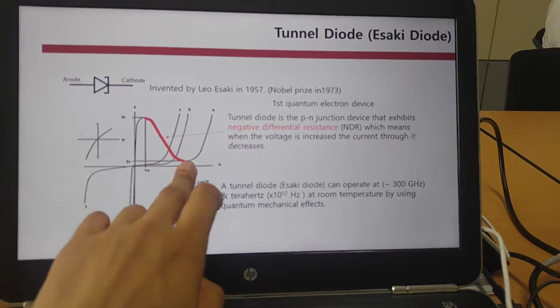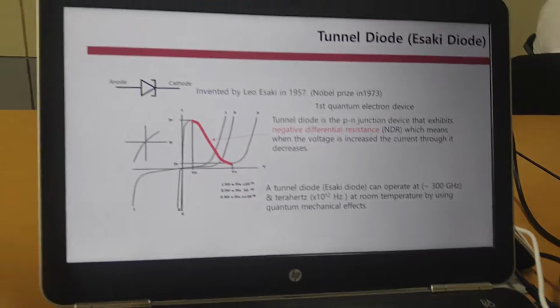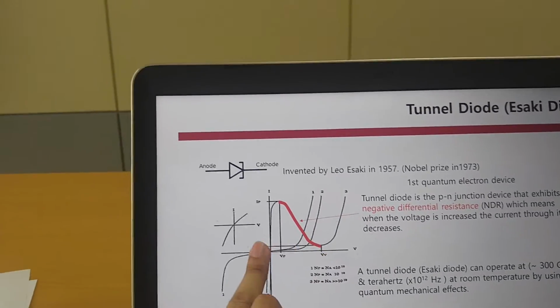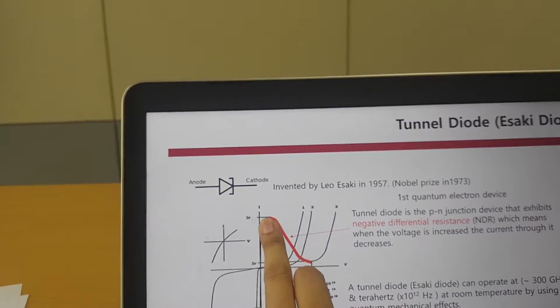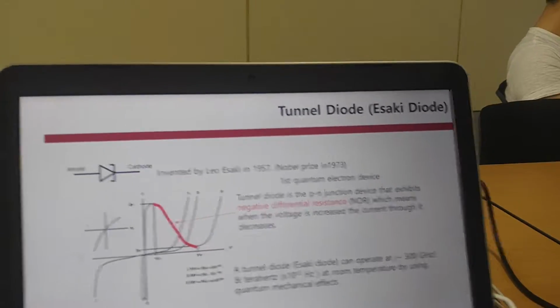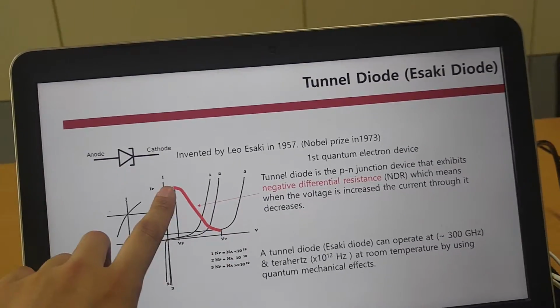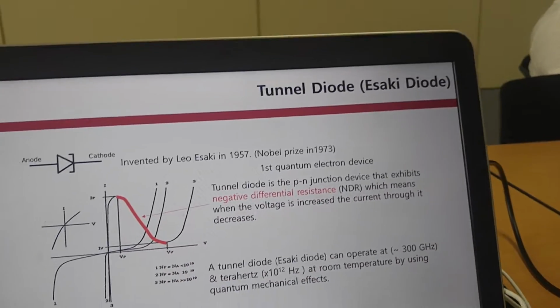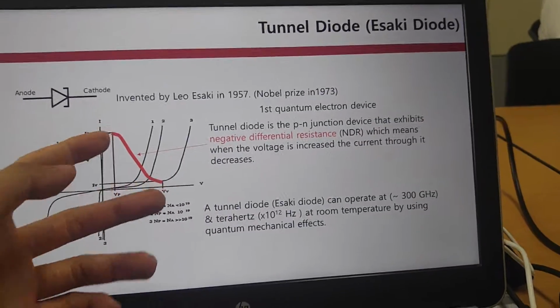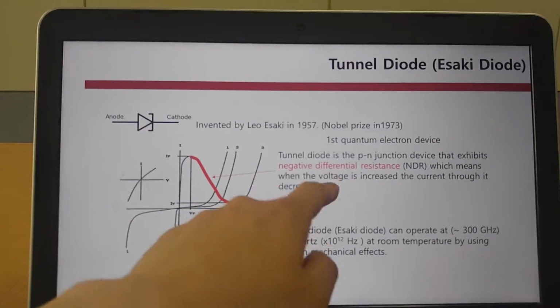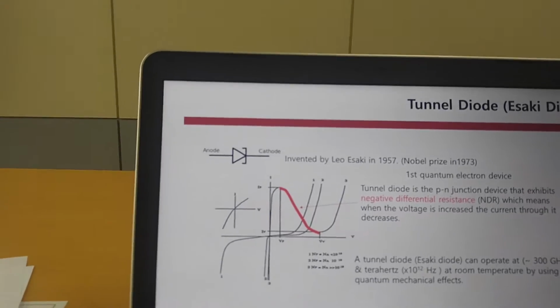It means when the voltage increases, the current will decrease. Actually, the value on this graph is not negative, but when we differentiate this value, it will be a negative value, so we call it negative differential resistance.